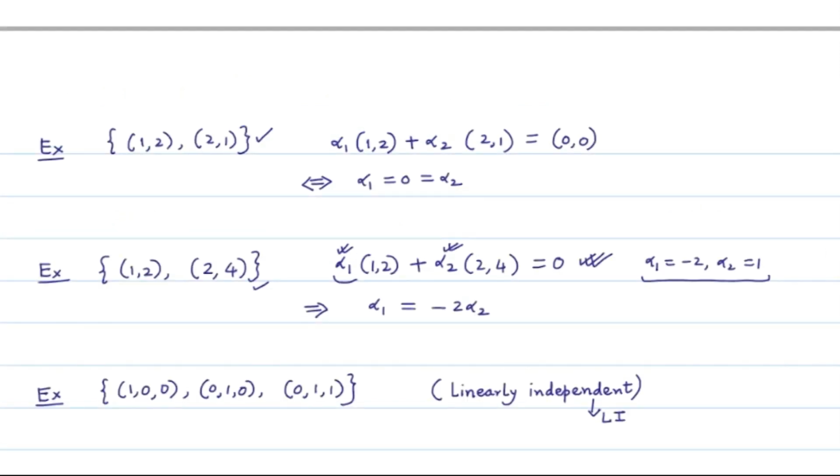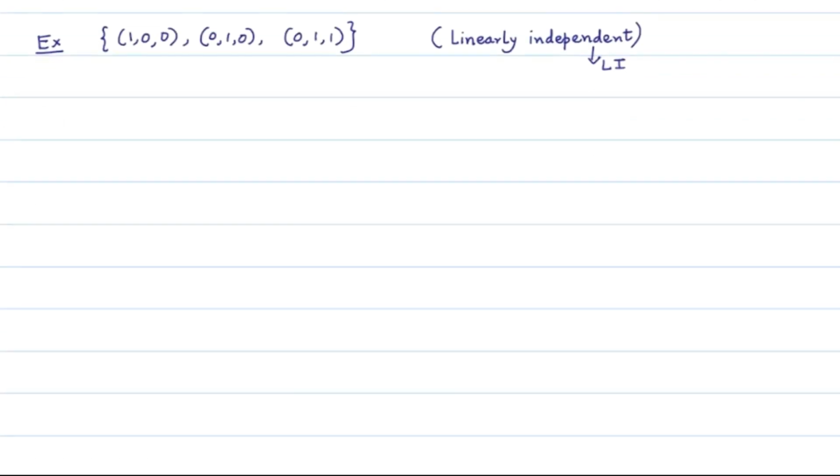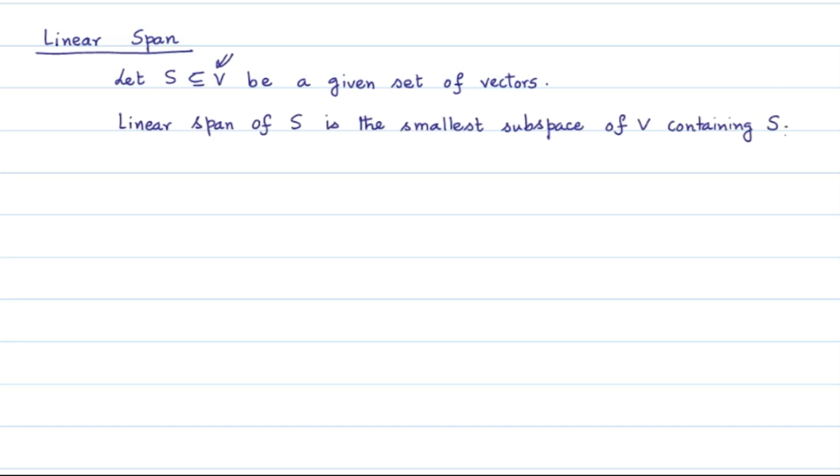Next, we shall describe the concept of linear span of a given set of vectors. For a given set of vectors, say capital S, from a vector space capital V, the linear span of the set capital S is the smallest subspace of the vector space capital V containing the set S. Linear span of the set capital S is usually denoted by L of S.